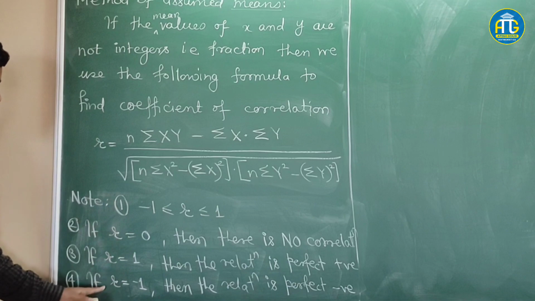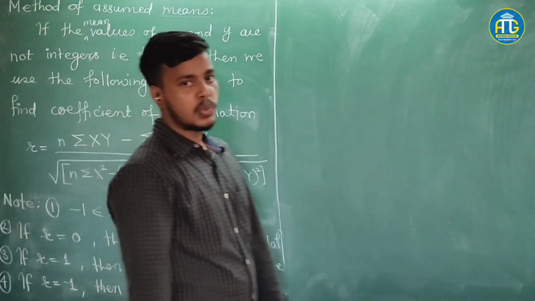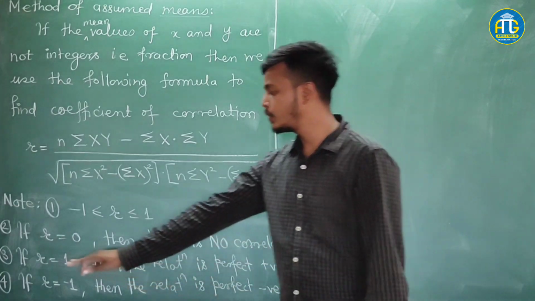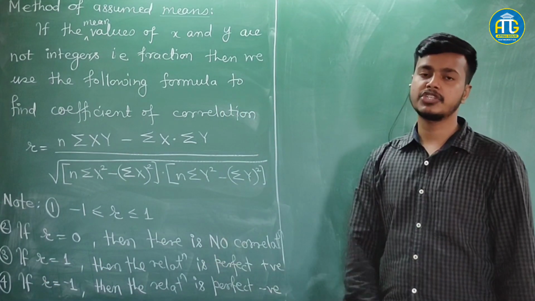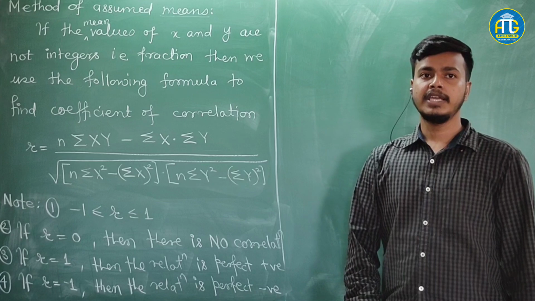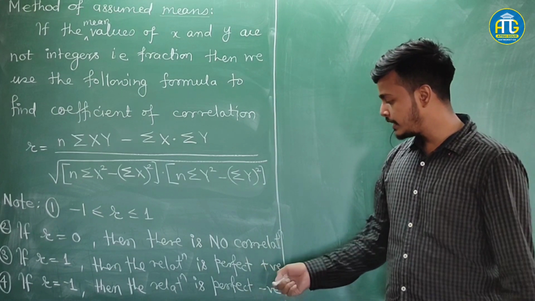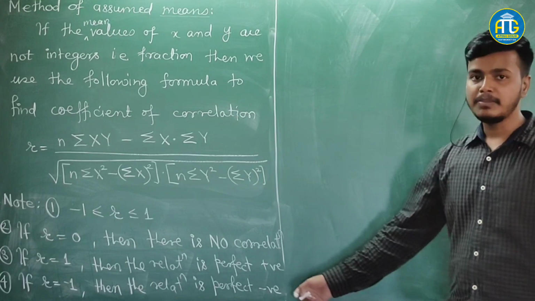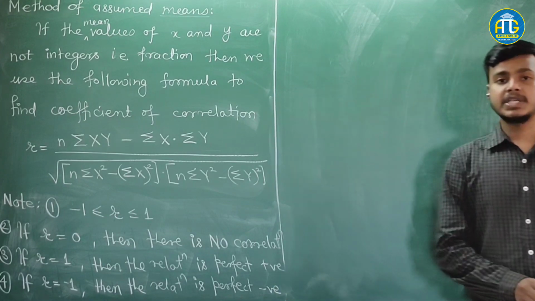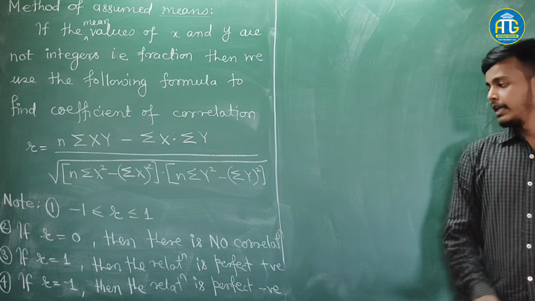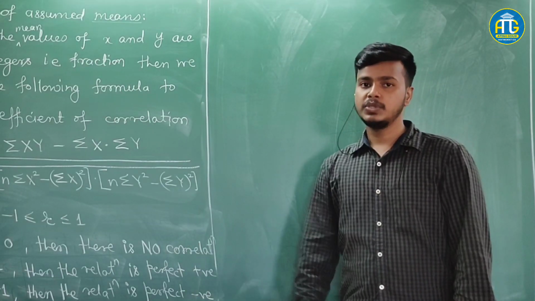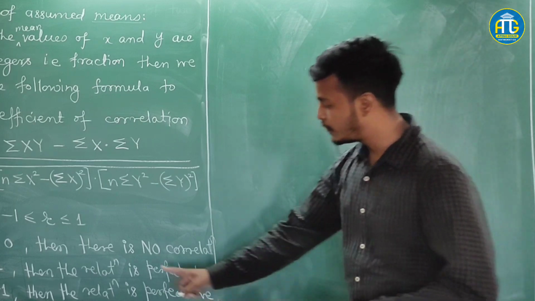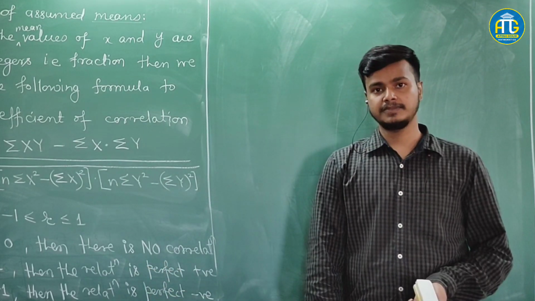On this note, there may be an MCQ question that can be asked, like if R is equal to +1, then the relation is: no relation, perfect positive, perfect negative, none of these. Some questions like this can be asked in the MCQ type of examination. Now, if this is clear to you, I would like to give you some interesting examples of positive correlation.